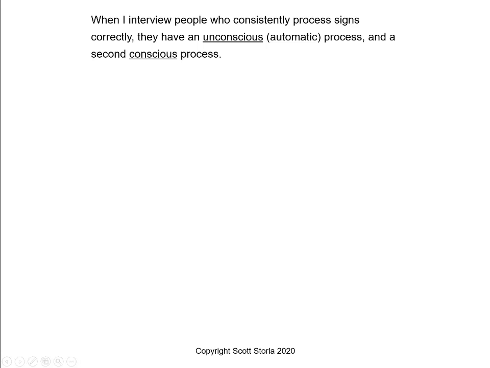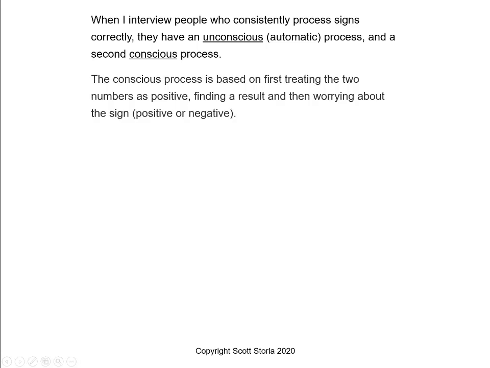It's this two-step process that we're going to use. So again, what they do is they first treat the two numbers as positive. This is taking the absolute value of the number. And then they multiply or divide the positive numbers, they get a result, and then they go back and look at the signs. If the signs are the same for the two numbers, then it's a positive outcome. So 2 times 3 is 6, negative 2 times negative 3, also 6. On the other hand, if the signs are different, then the outcome is negative.